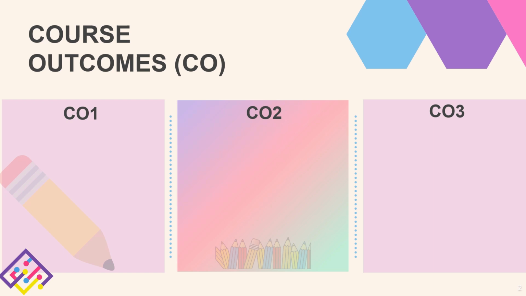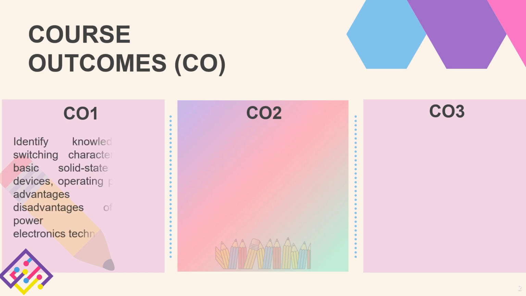Next is the course outcomes of the subject, or CO. So here we have 3 COs, CO1, CO2 and CO3. Okay, so for CO1, it is to identify knowledge of switching characteristic of basic solid-state power device, operating principles, advantages and disadvantages of basic power electronics technologies.